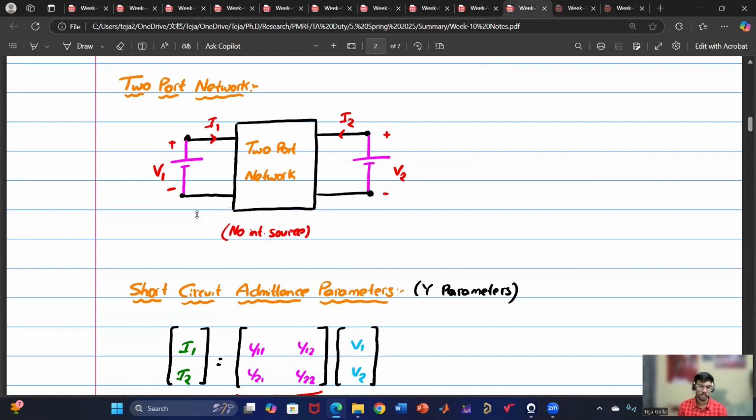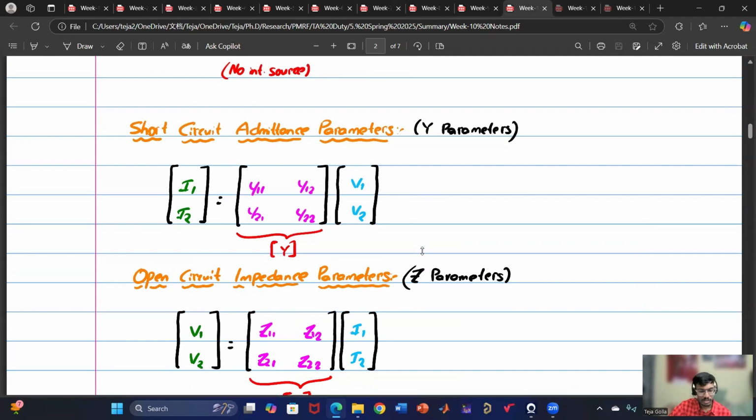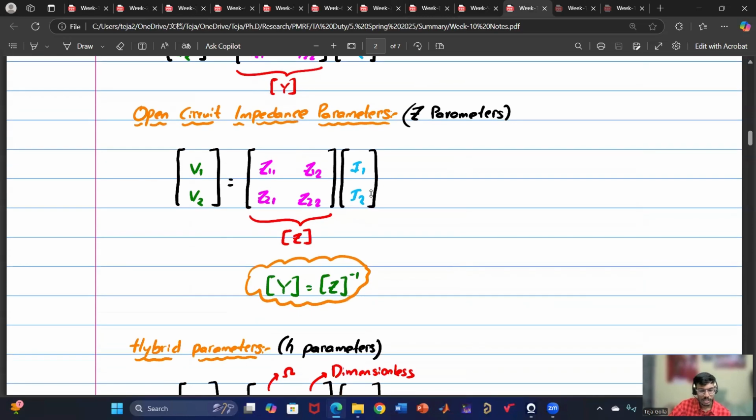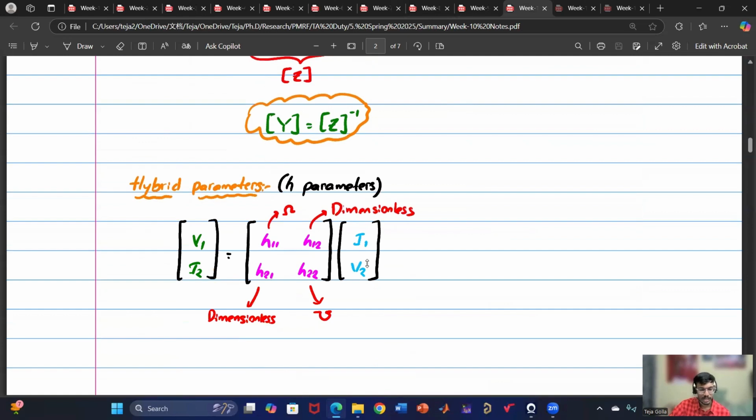One is the short circuit admittance parameters. Then another is the open circuit impedance parameters. Then we have hybrid parameters. Then we have ABCD parameters. So in the case of Y parameters, voltage is the input, current is the output. In the case of Z parameters, current is the input, voltage is the output, and Y is Z inverse. And in the hybrid parameters, I1 and V2 are the input, V1 and I2 are the output.